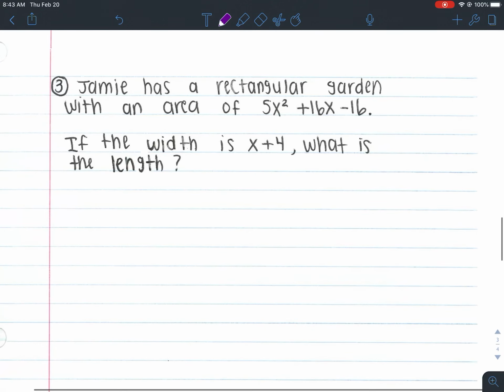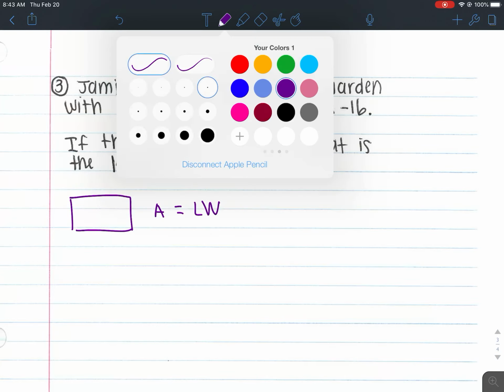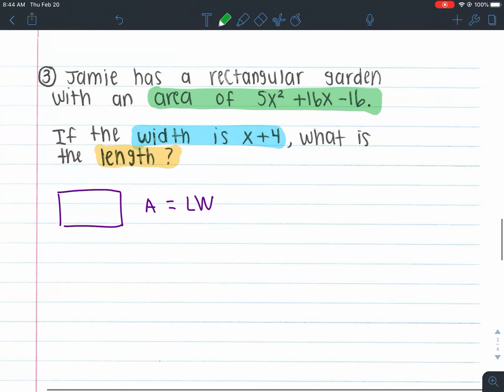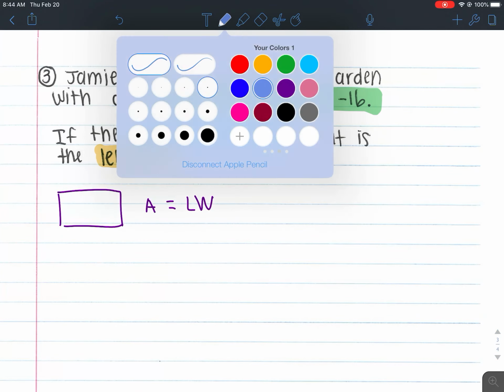Well, if I think back to middle school, the formula for area of a rectangle is length times width. Well, in this case, they gave me the area, right? They gave me the area. They also gave me the width, but they did not give me the length, okay? They don't give me that. So I got to solve for the length. Well, how would I do that?